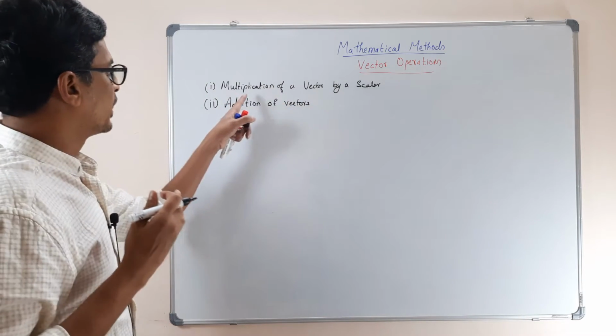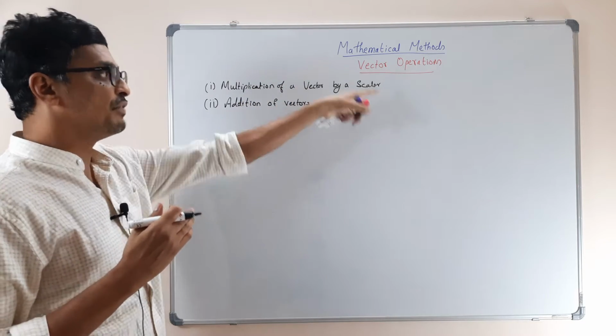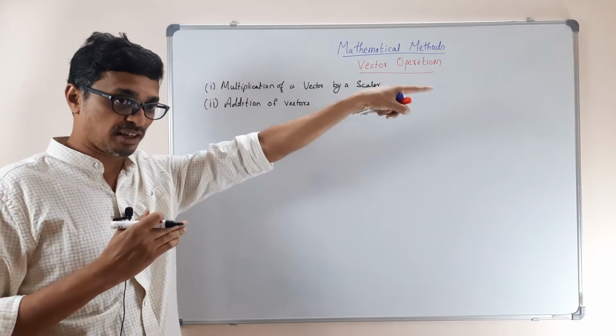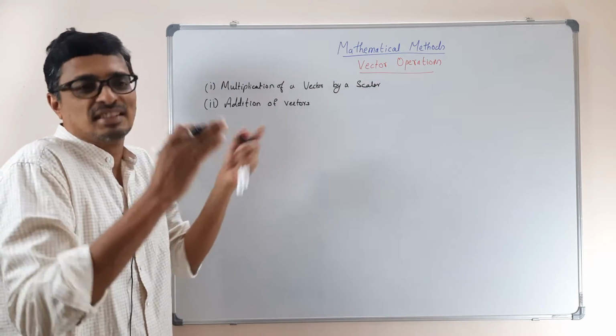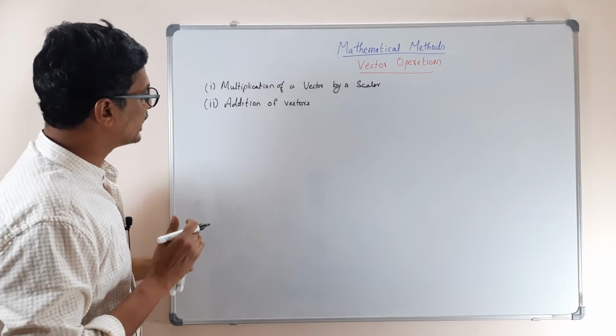Okay, so when we multiply a vector by a scalar, what happens? There it will again be a vector, and the resultant vector will have the same direction as the original vector. Only its magnitude will be k times, whatever the scalar is, times the vector magnitude. Okay, and second is the addition of the vectors.